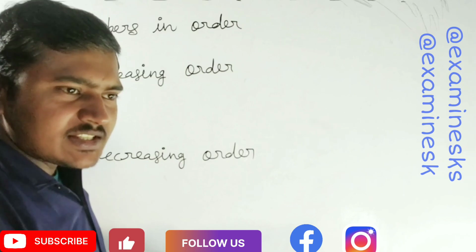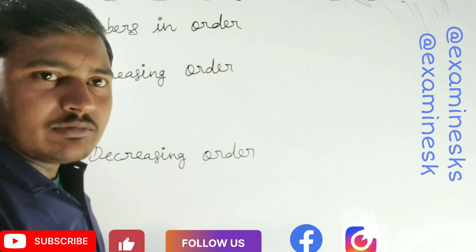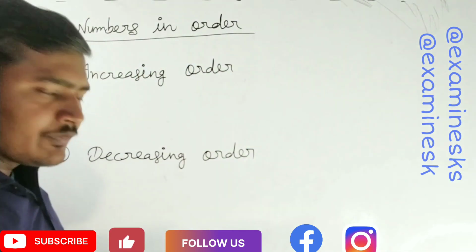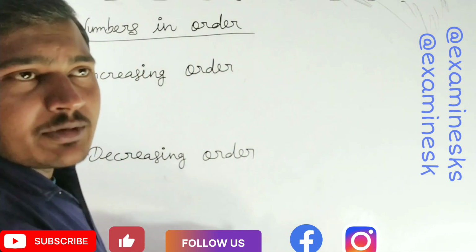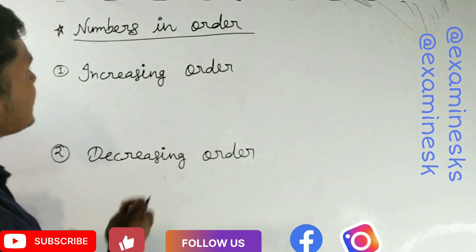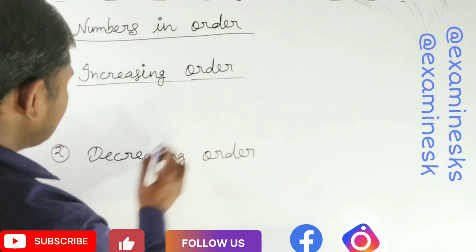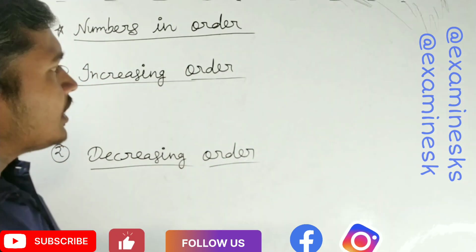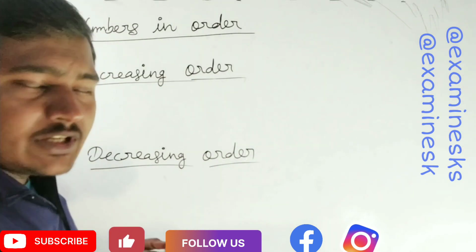Today we will discuss how we can arrange numbers. The topic is numbers in order. Numbers can be arranged in increasing order or decreasing order. How can we write the numbers in increasing order?